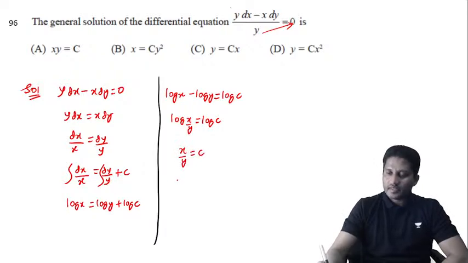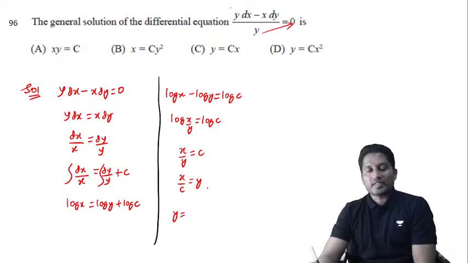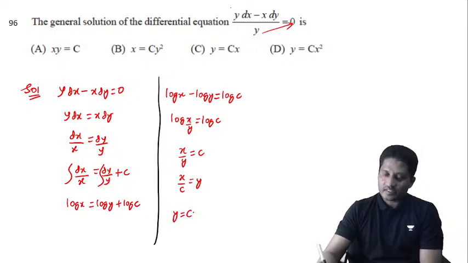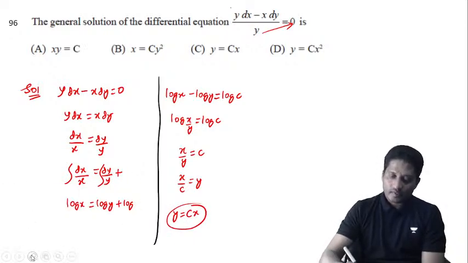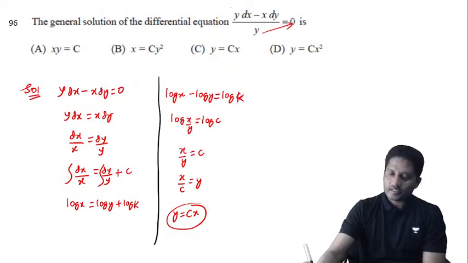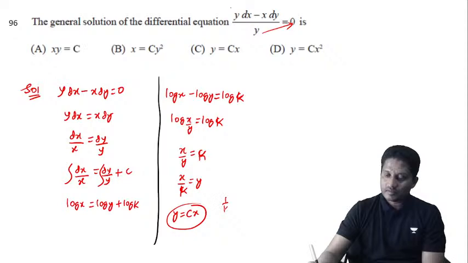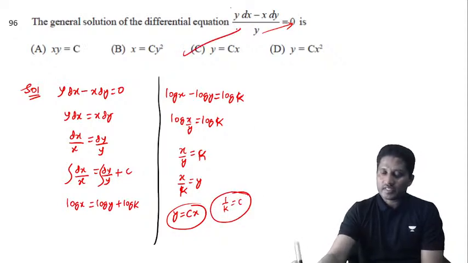If I cross multiply, I can write this as x by c is equal to y. Okay, that c is a constant. 1 by c is also a constant, right? So I can write this as cx. Or you take this as k. Take this c as log k. This will be k, this is also k, this fellow is 1 by k. You take 1 by k is equal to c. So y is equal to cx. Y equal to cx, answer is option C.